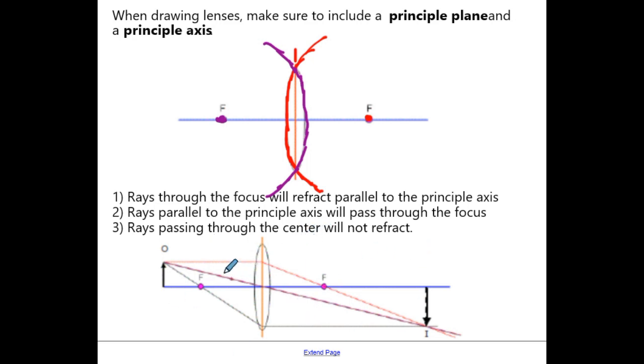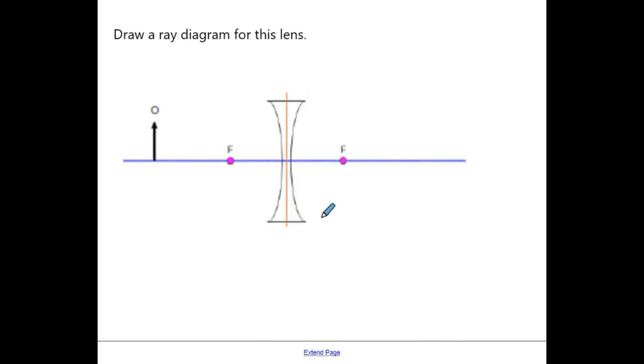Here's a bit of a picture here. Anything that was going parallel basically goes through the focal point. And anything that goes through this focal point goes parallel, and anything that goes right through the dead center of the lens keeps going straight. And what ends up happening is if I had an image over here that I projected through the lens, I could make it bigger and upside down on a screen, just like the projector in class does. I'd make it larger. So let's do a ray diagram for this lens.